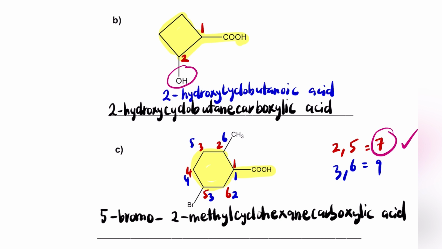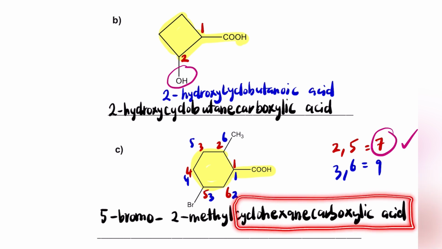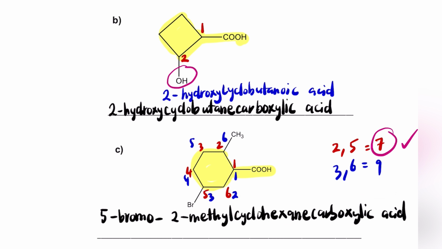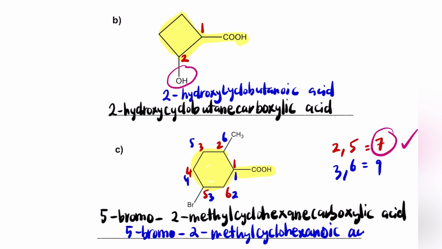However, I can make it more simple where this cyclohexane carboxylic acid can be changed to cyclohexanoic acid. So everything stay the same. It will be 5-bromo-2-methylcyclohexanoic acid. Make sure your spelling is correct. So you got 2 names here, both are acceptable.